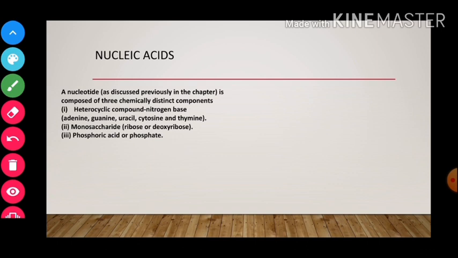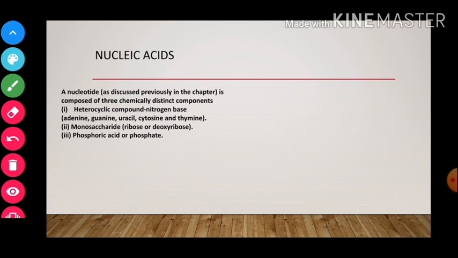So nucleic acids are giant molecules having a complex structure and very high molecular weight. Basically, nucleic acids are polymers of nucleotides. Nucleotides are the building blocks of nucleic acid. That thing we have already discussed, children.